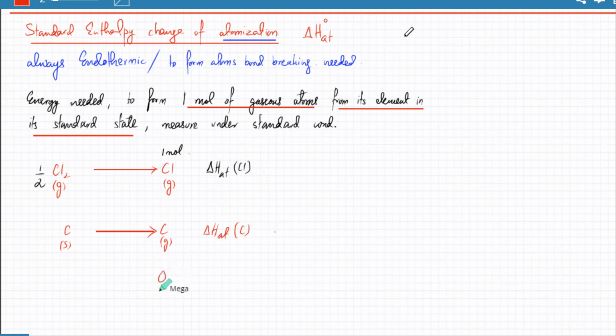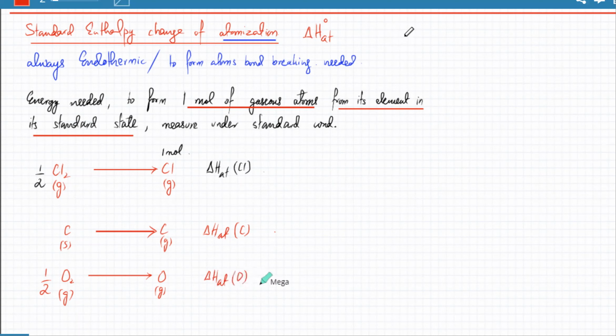The enthalpy change of atomization of oxygen, you form 1 mole of gaseous oxygen atoms from its element, which is O2, and that should be gas. Half O2, and it is gas. So this is enthalpy change of atomization of oxygen.